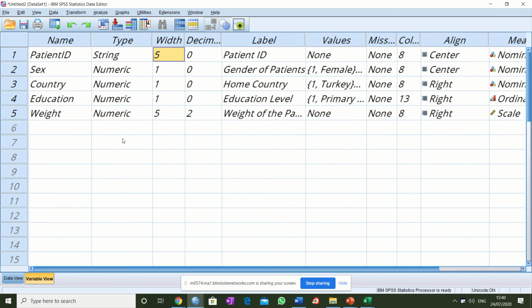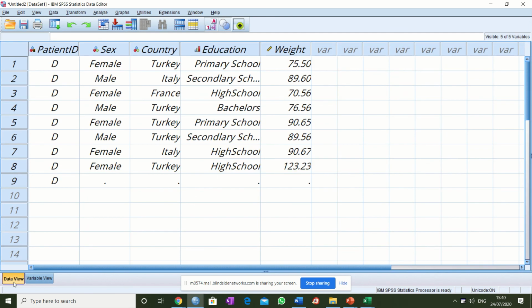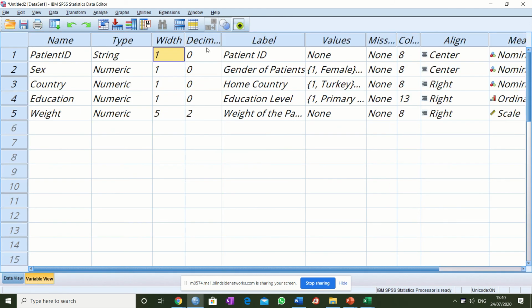If I define it like 1, let us see. If I say that width is 1, what will happen? Look. Did you notice what happened? Where are the numbers? They're gone. Because I said that I have only 1 digit, either a letter or a number. So the program deleted the second one. Because these were D1, D2, something like that. I write 1 here, so it didn't accept the other one.